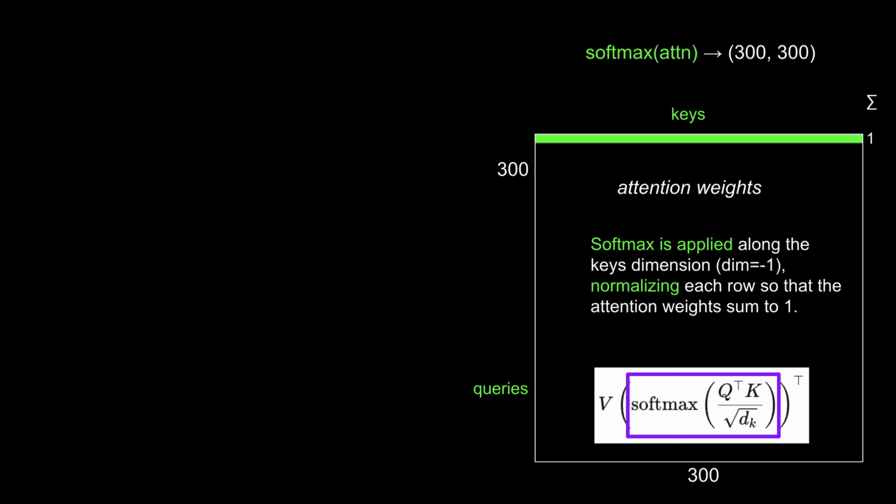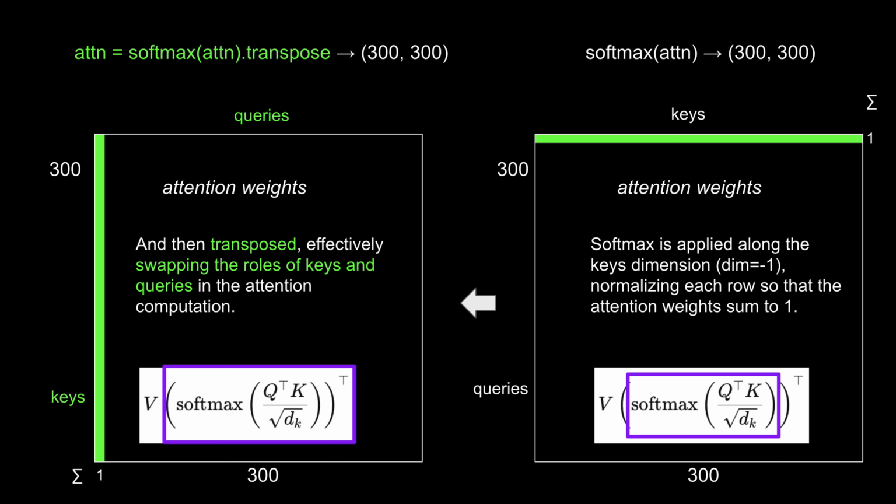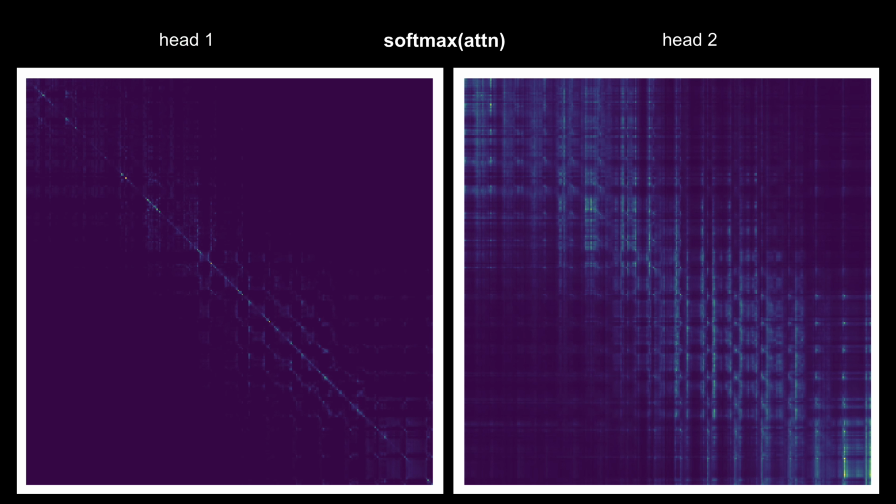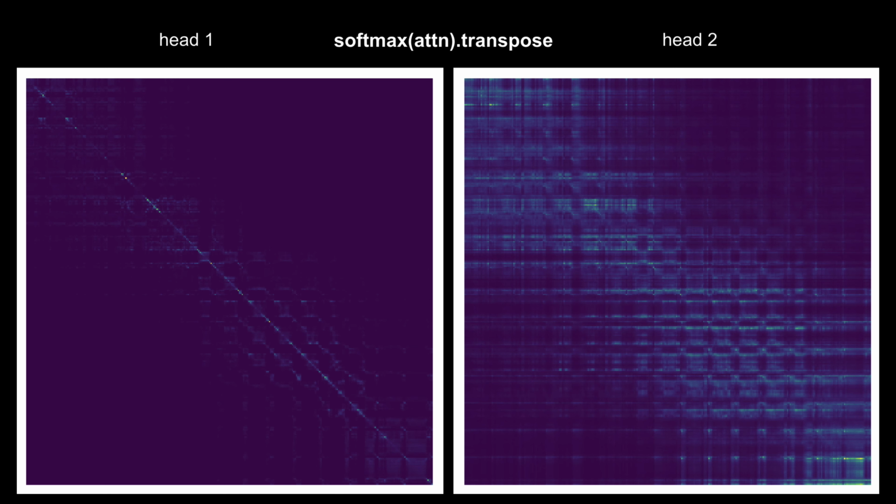In most attention mechanisms, the standard interpretation focuses on how all the keys attend to each query. This query to keys perspective is shown here on the right. However, in the YOLO11 implementation, the attention weights matrix is transposed, as shown on the left. This change provides a new perspective by effectively reversing the relationship. It shifts the focus to understanding how each query interacts with and weighs the importance of the keys. Here, you can see the normalized attention weights both before and after transposing the matrix.